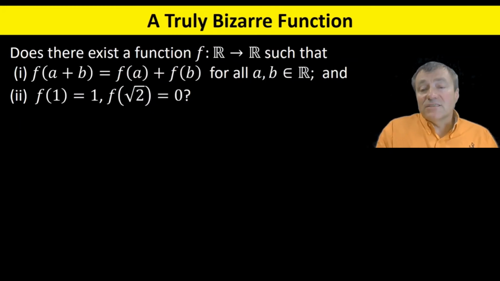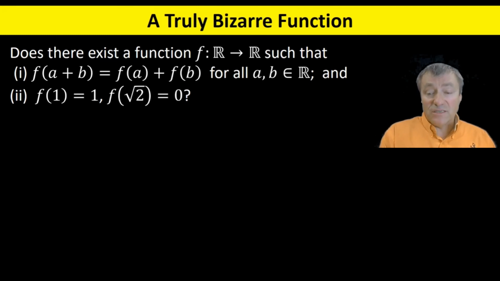Here is a somewhat more graphic example of where, again, you need the axiom of choice. We ask for a function, f, from the reals to the reals, satisfying these two properties. First of all, f should be additive in the sense that f of a plus b should equal f of a plus f of b for all a and b. Secondly, you want to require a couple specific values. f of 1 is 1, and f of square root of 2 is 0.